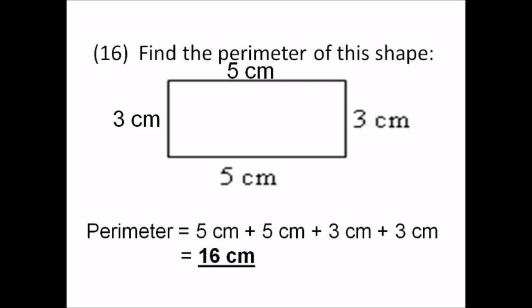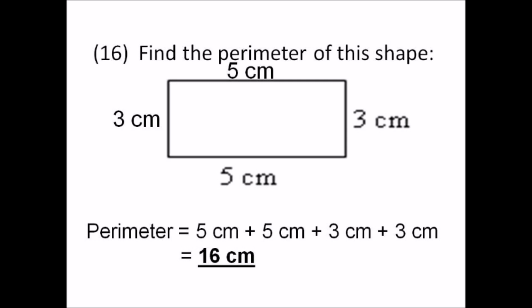Notice, first thing to do is put the numbers on the other sides. Opposite sides are equal in a rectangle, guys. So put 5 on the other side of the 5, 3 on the other side of the 3. Then add 5 centimeters plus 5 centimeters plus 3 centimeters plus 3 centimeters. 5 and 5 is 10, 13. 13 and 3 is 16. Answer, 16 centimeters. Great job. And remember to put centimeters. It's 16 centimeters. Excellent job.